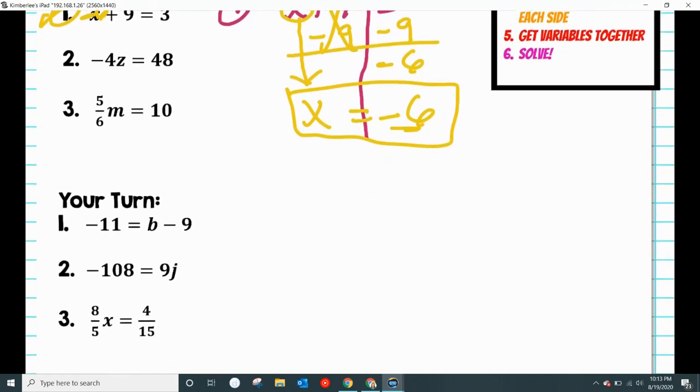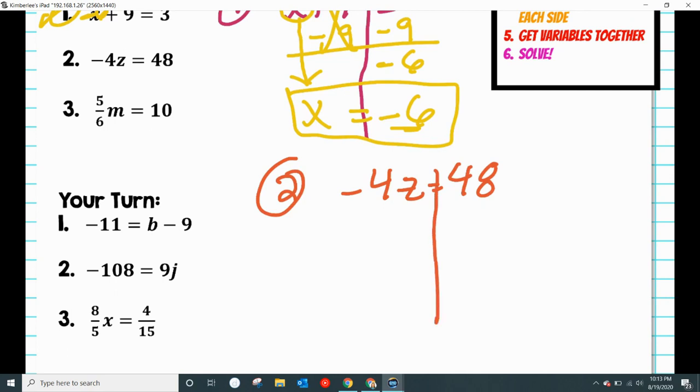So let's practice this again really quick. Okay, let me get a different color. So I'm going to do number 2. All right, so we have negative 4z equals 48. So you should be writing this on your paper as well. All right, here we go. So let's draw our line. Let's get a different color. Let's circle our variable. There he is, z. I want him by himself. I want my final answer to say z equals all by himself on one side.